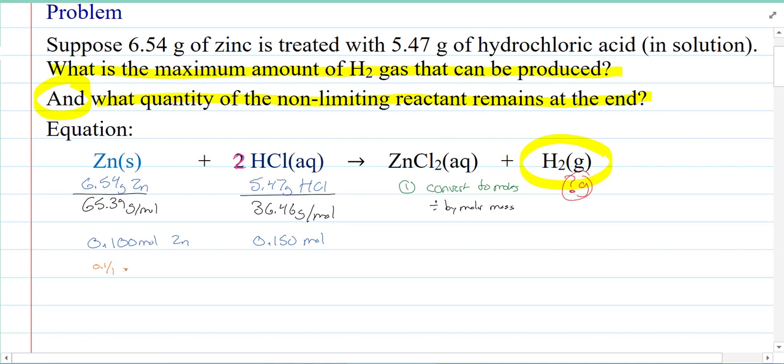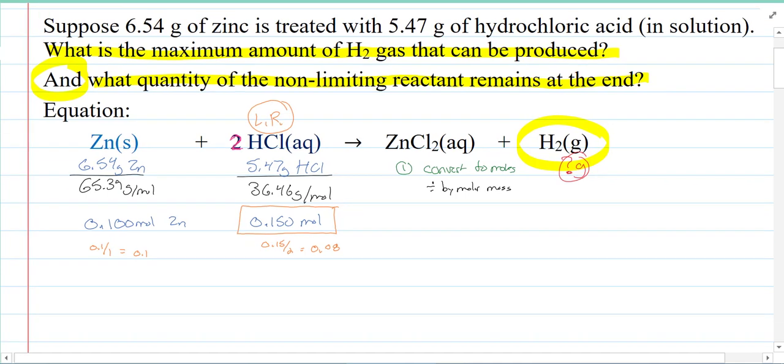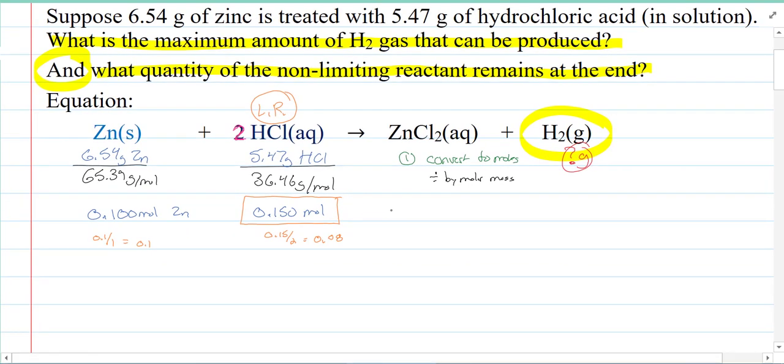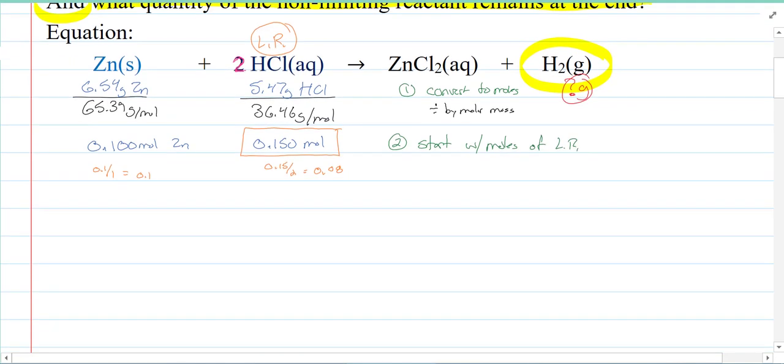0.1 divided by 1 is 0.1. 0.15 divided by 2 is about 0.08, which means this is smaller. That's where we start, and HCl is my limiting reactant. So this is where we start. Start with moles of limiting reactant. So 0.150 moles HCl.